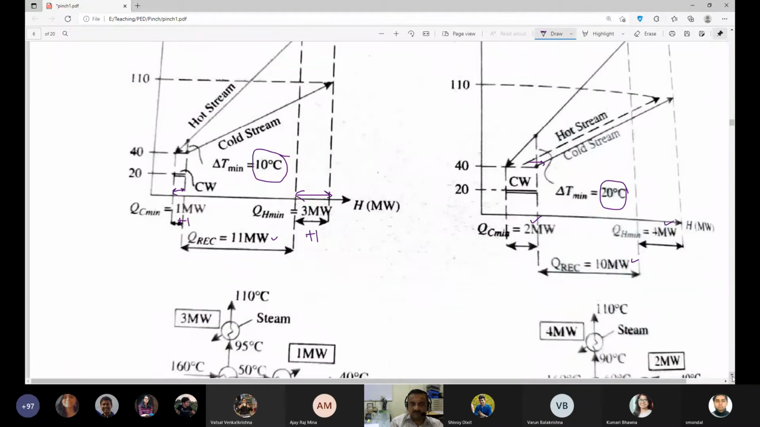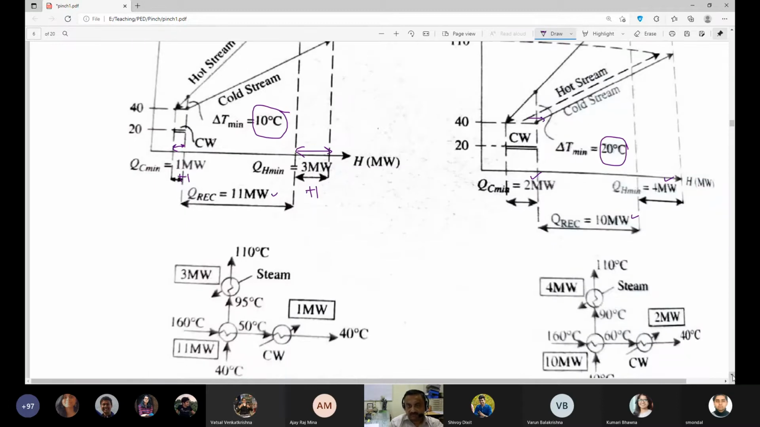And on the other hand, since you are using a greater delta T mean, this delta T is greater than delta T mean. This is the lowest value of delta T. So this delta T mean is 20 degrees centigrade. What that means is you have less heat exchange area because you are working with a greater delta T.